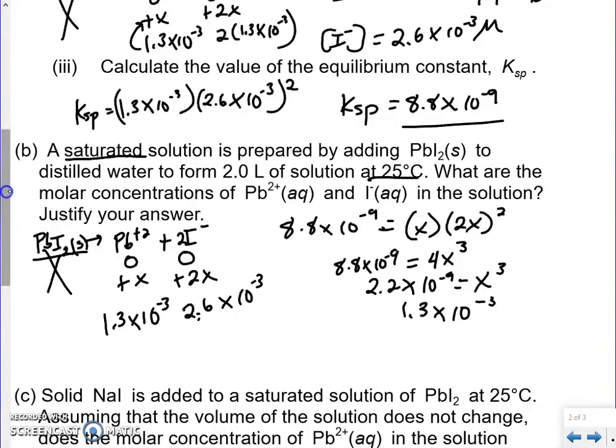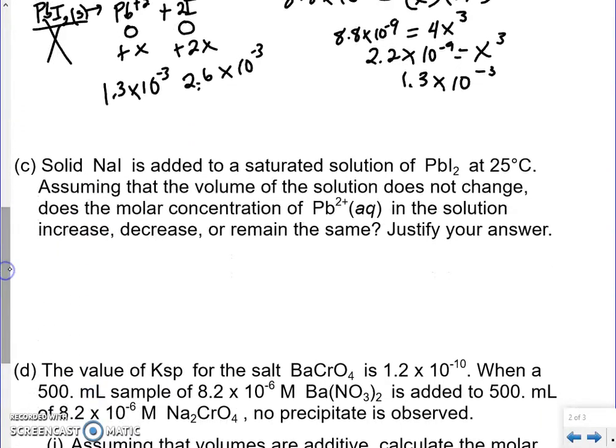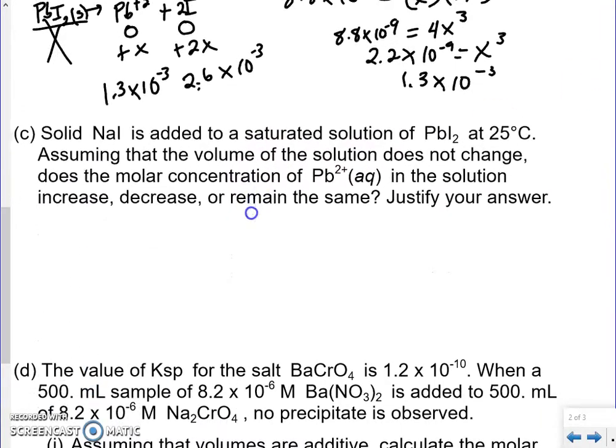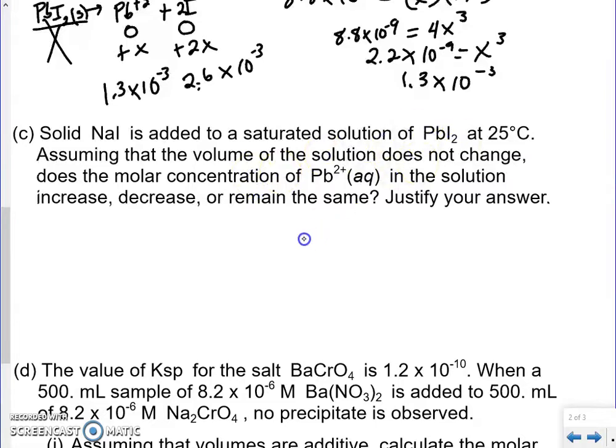Okay, so let's keep moving on. We then have solid NaI being added to the saturated solution of PbI2 at 25 degrees Celsius. Assuming that the volume of the solution does not change, does the molar concentration of the lead in the solution increase, decrease, or remain the same? Before you answer this, be careful. Did we add something to the equilibrium? Yes, we added sodium iodide.